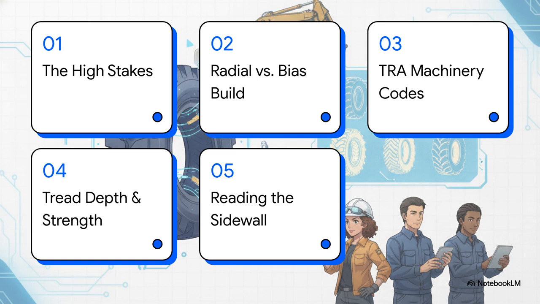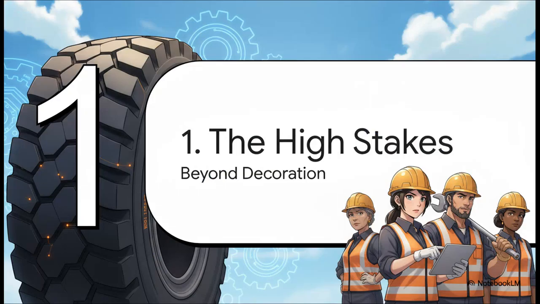So how exactly do we avoid those expensive disasters? Well, here is our roadmap for today. We're going to cover the high stakes of tires, radial versus bias construction, decoding TRA machinery codes, tread depth and strength, and then finally reading the full sidewall. Starting things off with Section 1, the high stakes of tires and why they are way beyond decoration.